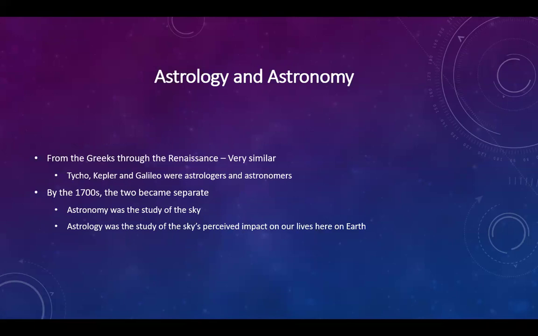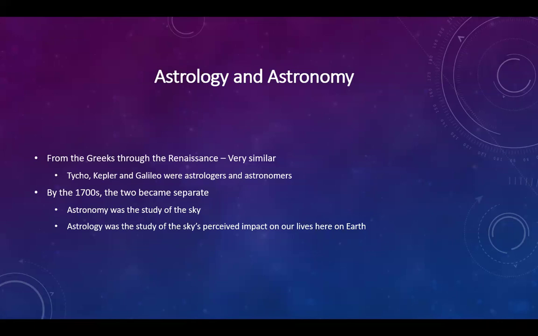Now, from the Greeks to the Renaissance, astrology and astronomy were very similar. Famous astronomers you may have heard of, who we're going to talk about in a bit, Tycho, Kepler, and Galileo, were all also astrologers. But by the 1700s, the two separated.